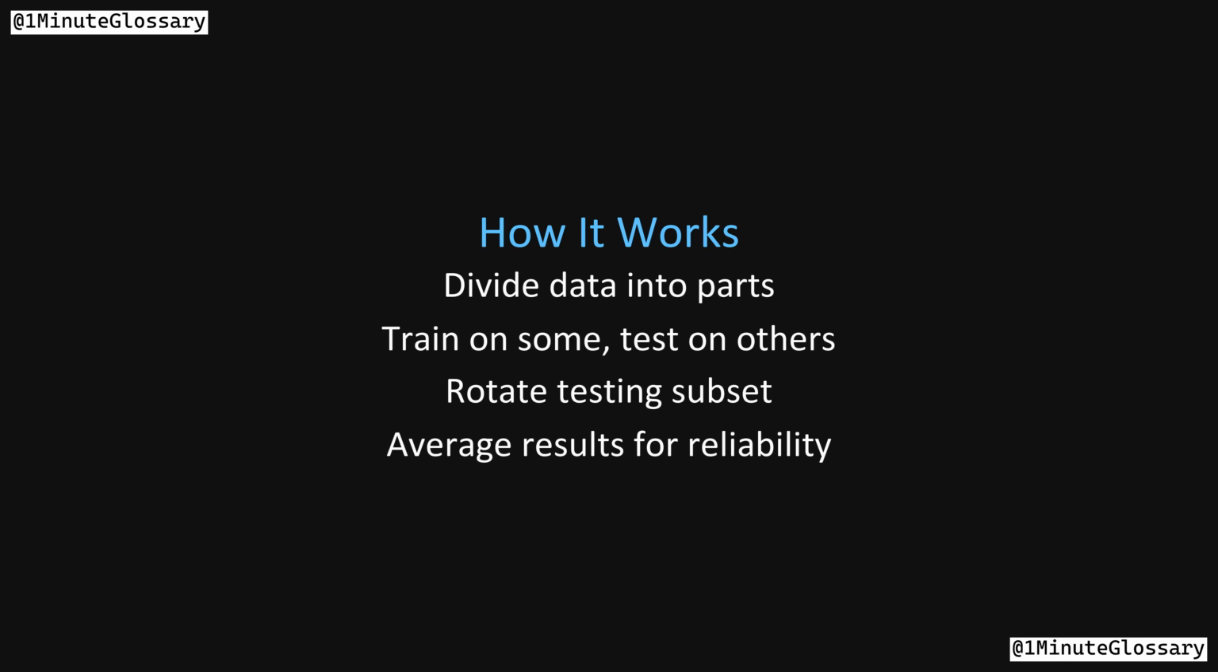You divide your data into parts, train on some parts, test on the remaining part, then rotate which part is used for testing. This rotation ensures every piece of data gets used for both training and validation, giving you a more reliable measure of your model's true performance.